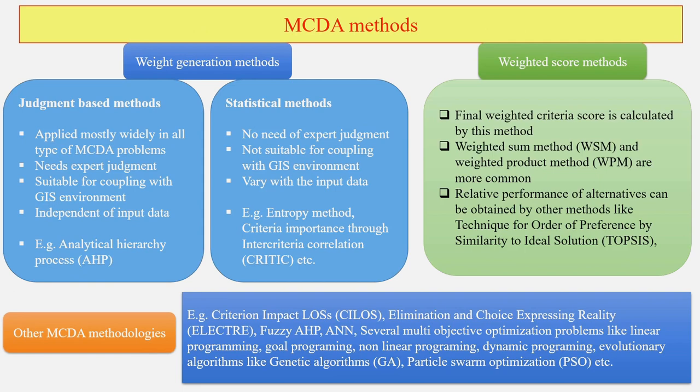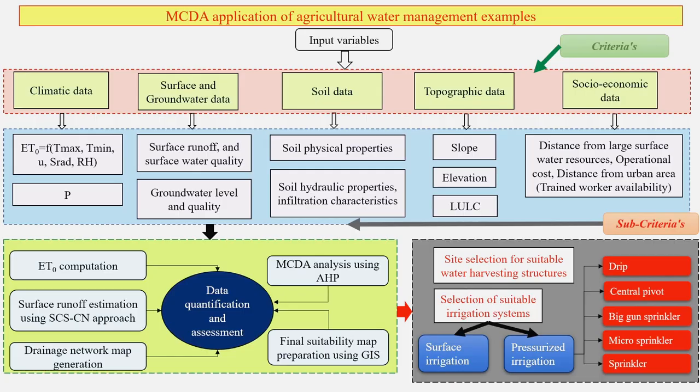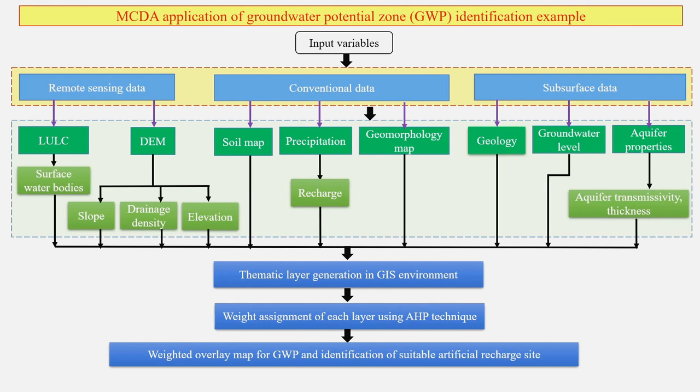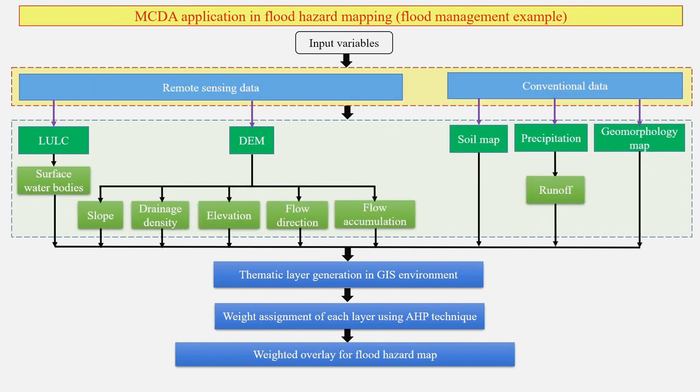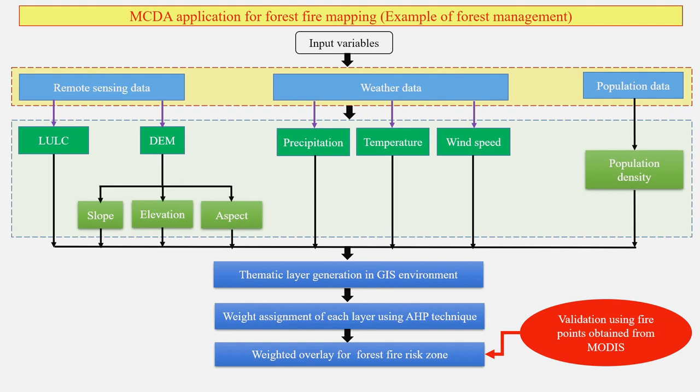We discussed those things in great detail, and then one by one, every MCDA method, like the analytical hierarchy process, AHP, and how it works. Then we talked about how it can be used for potential water management, groundwater management, and flood hazard mapping also. Then application of MCDA in precision farming structure selection is also in very high demand, where you can identify the optimum solution for your purpose. Forest fire mapping, even that we discussed, and how MCDA can help.